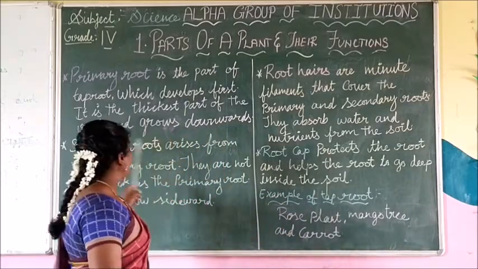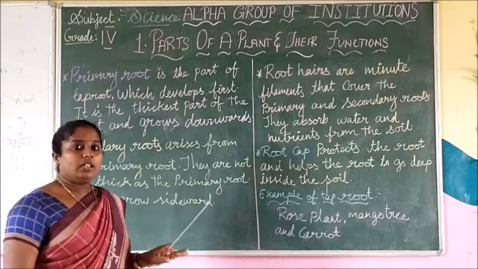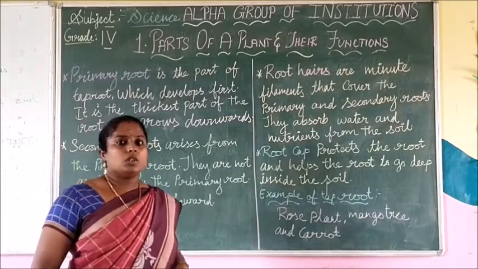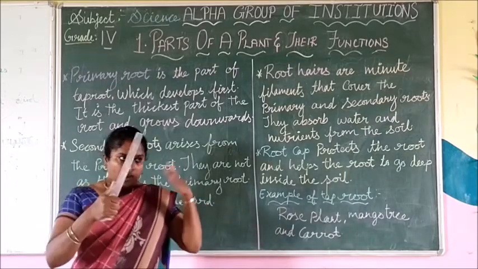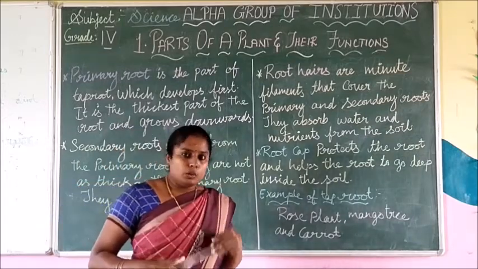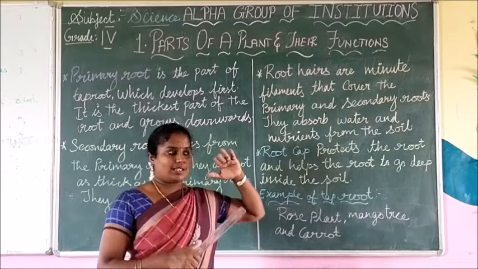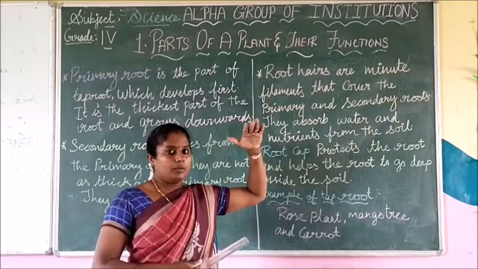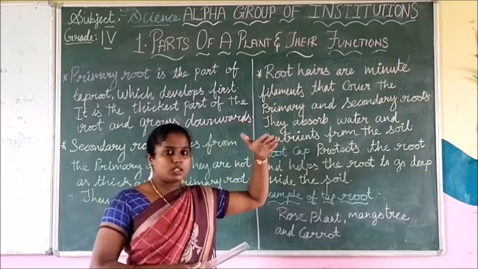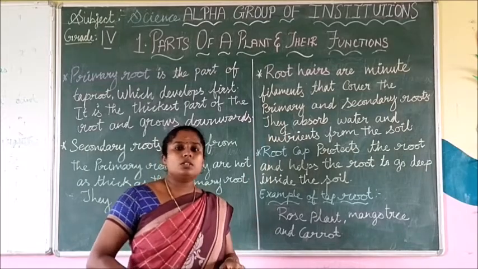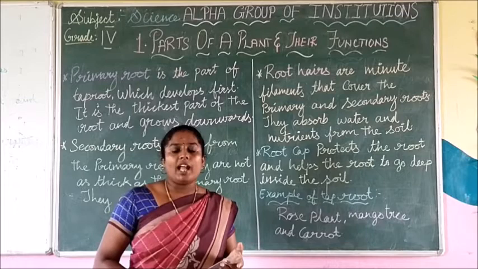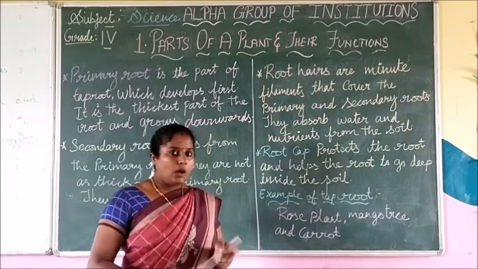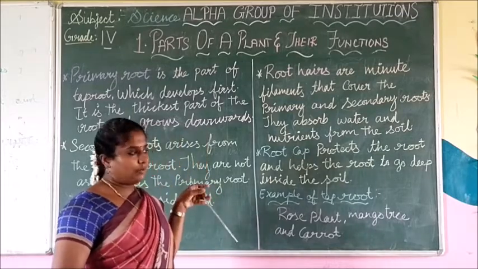So this is about that. Now we are seeing the taproot system. First, the parts of the plant are divided into two systems. Above the ground is the shoot system and below the ground is the root system. In the root system, there are two types of roots, taproot and fibrous root. So now we are seeing the taproot system.